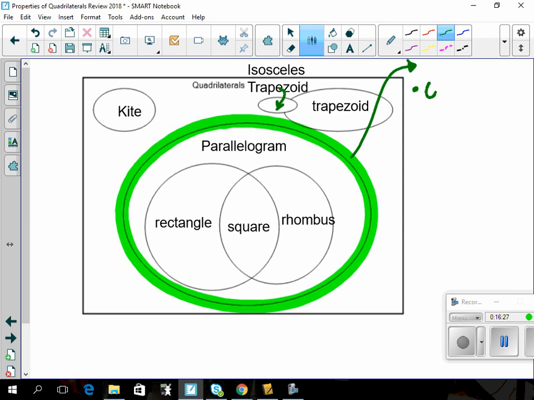One is that both pairs of opposite sides are parallel. And it's both pairs. And we know that. We built them, didn't we? The opposite sides are parallel. And that's true for every single thing inside the green circle. All parallelograms, that's true.